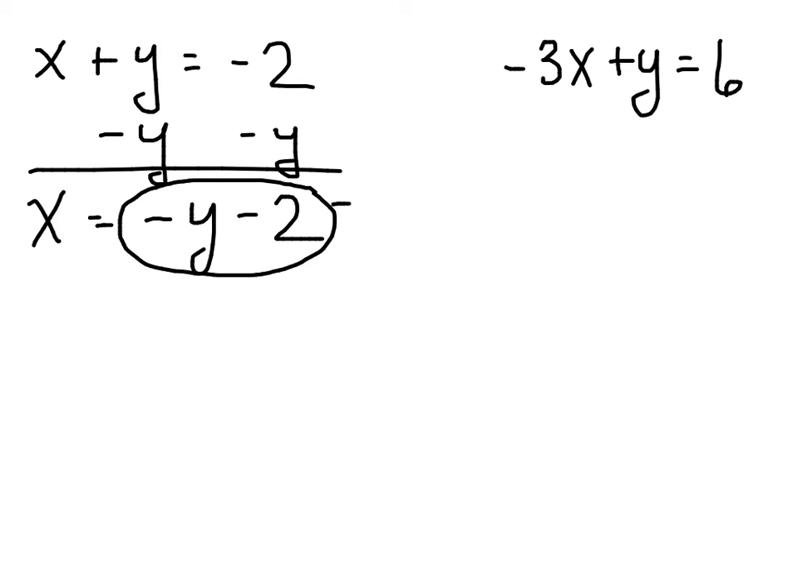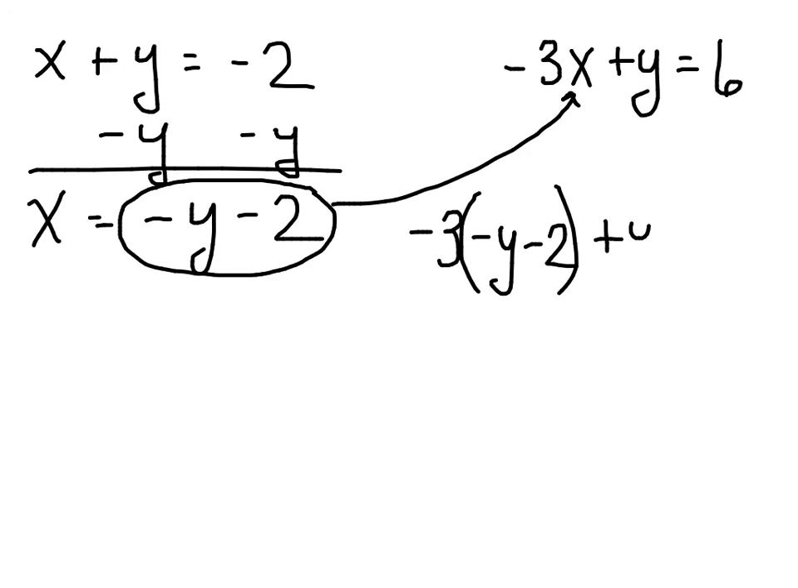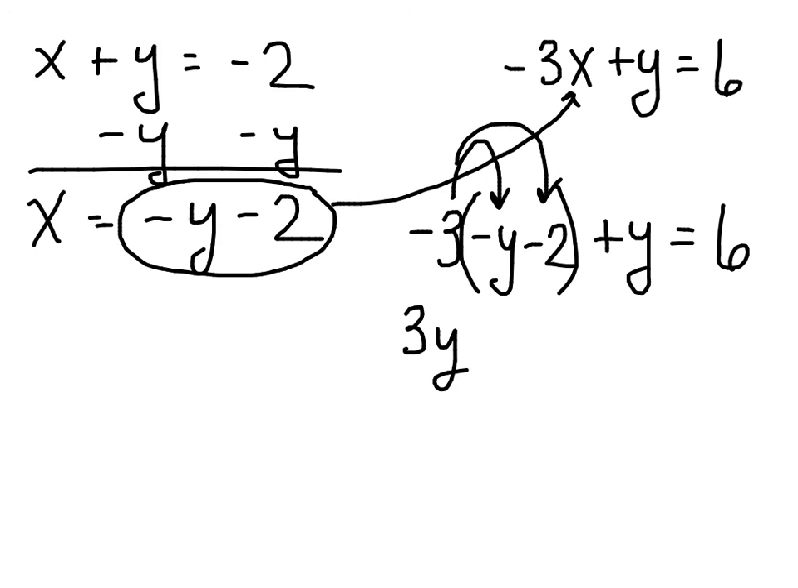X equals negative y minus 2. Then again, remember, we're going to take this and stick it into the x in the other equation. So negative 3 times the quantity. Okay, what next? Distribute. Yes. What's negative 3 times negative y? Positive 3y. What's negative 3 times negative 2? Positive 6. Plus y equals 6.